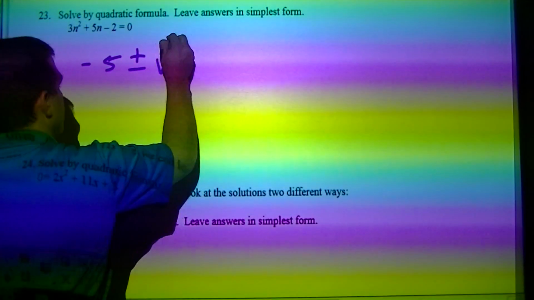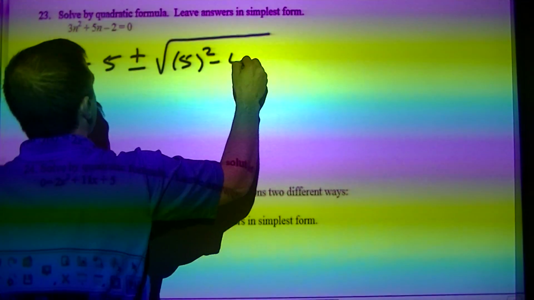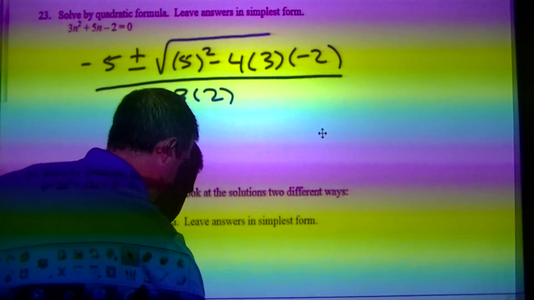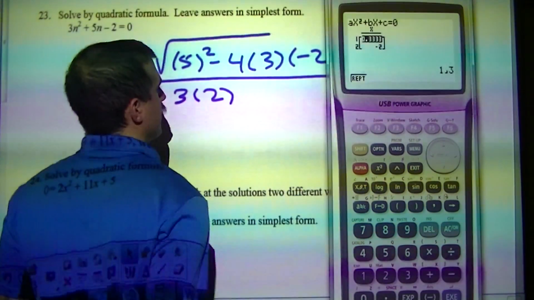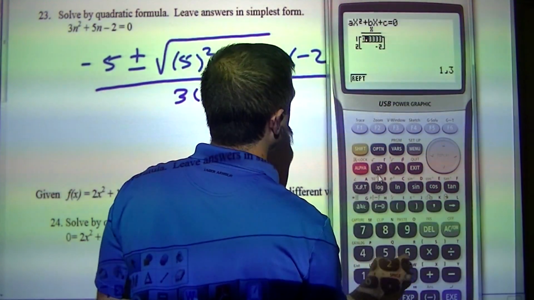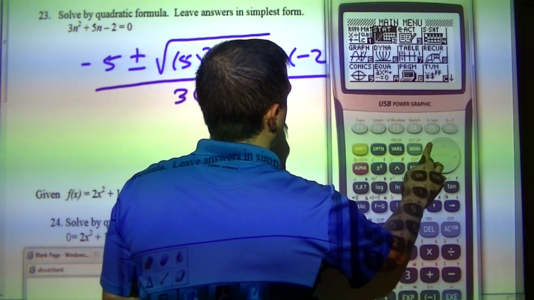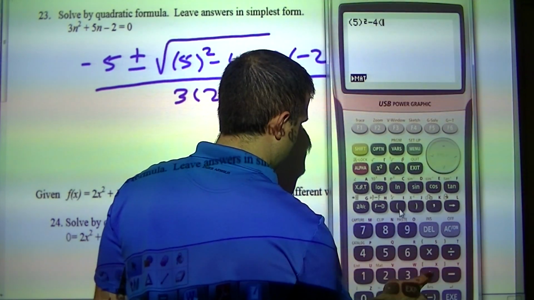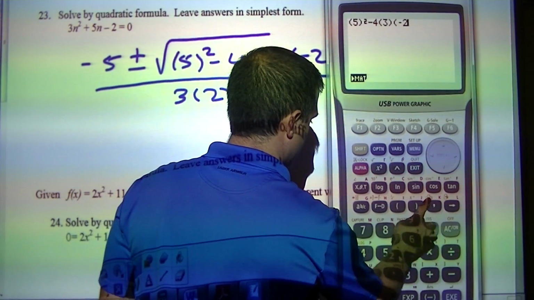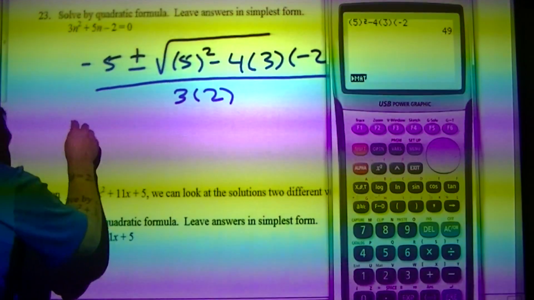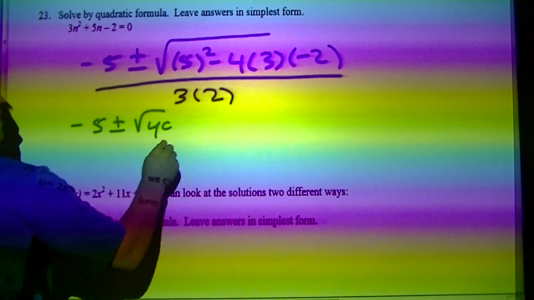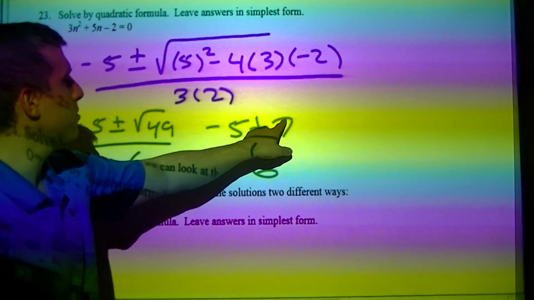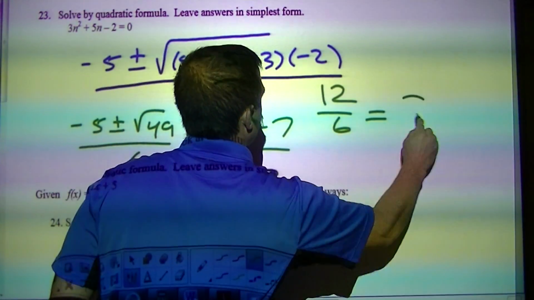Negative 5 plus or minus the square root of 5 squared minus 4 times 3 times negative 2, all over 3 times 2. Okay, all right. So you got 5 squared minus 4 times 3 times negative 2. I get 49. So it's negative 5 plus or minus the square root of 49 all over 6. Square root of 49 is going to be 7. All right, that's negative 5 plus 7, which is 12. 12 divided by 6 would be 2.